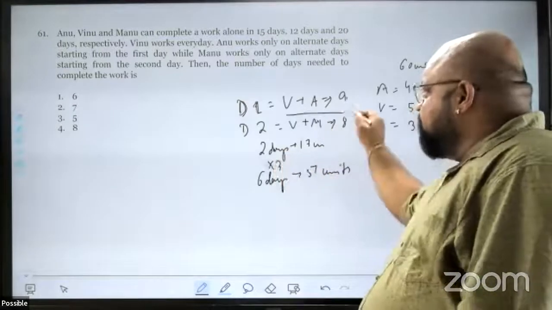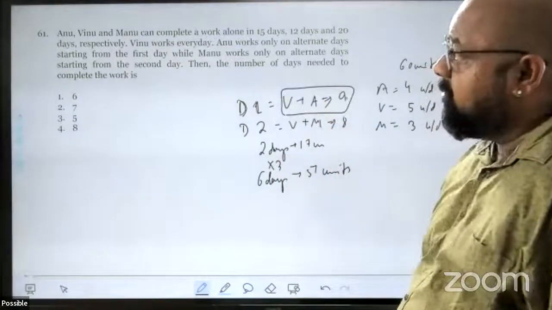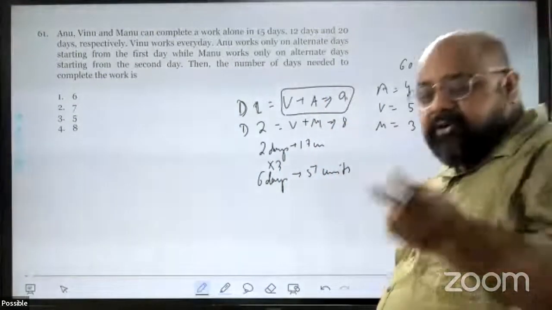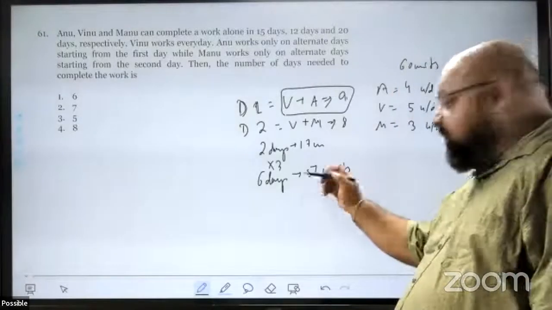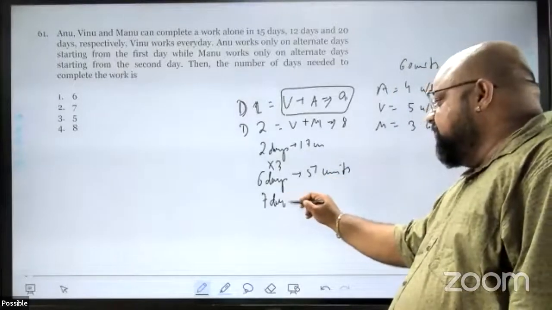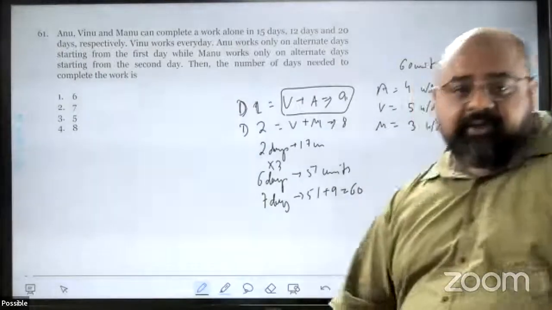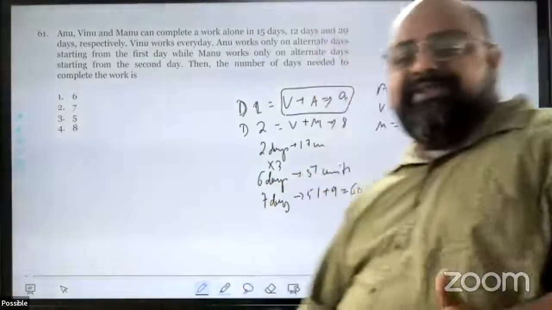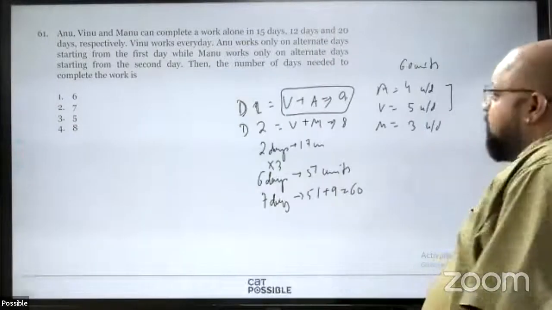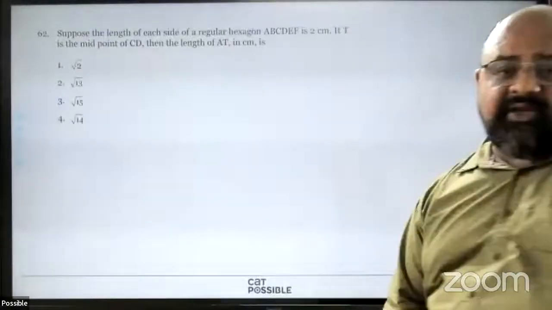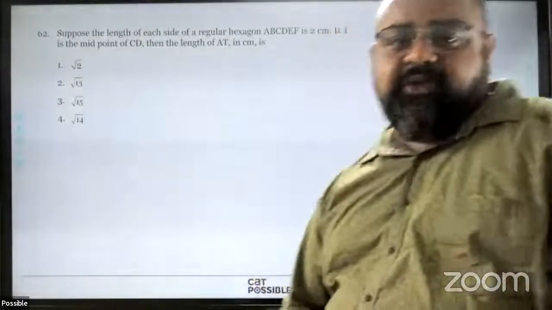On the 7th day, Vinu and Anu will come. They do 9 units of work. 51 has been done, so on 7 days, 51 plus 9, that is 60 units of work would have been completed. And therefore, the answer becomes option 2, which is 7. Again, time and work. Straightforward question. Surely you would have done questions like this before as well.